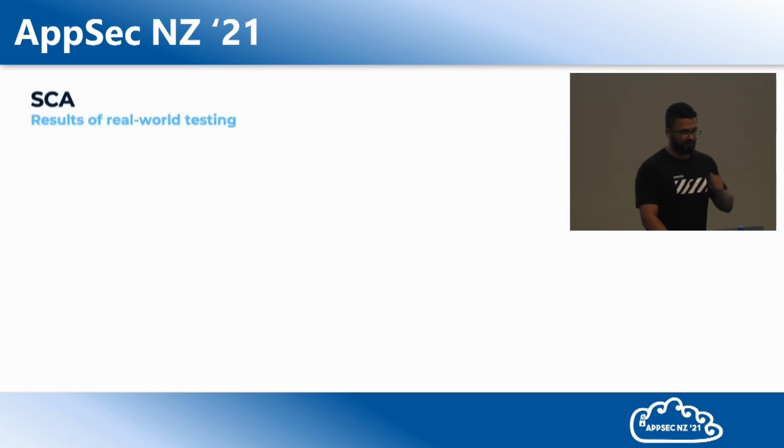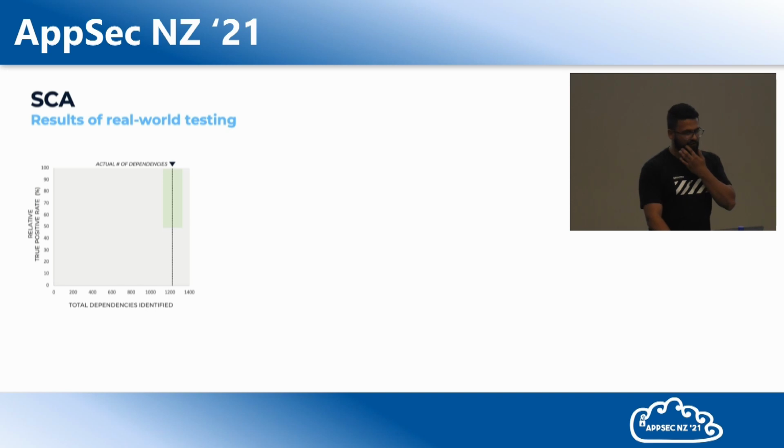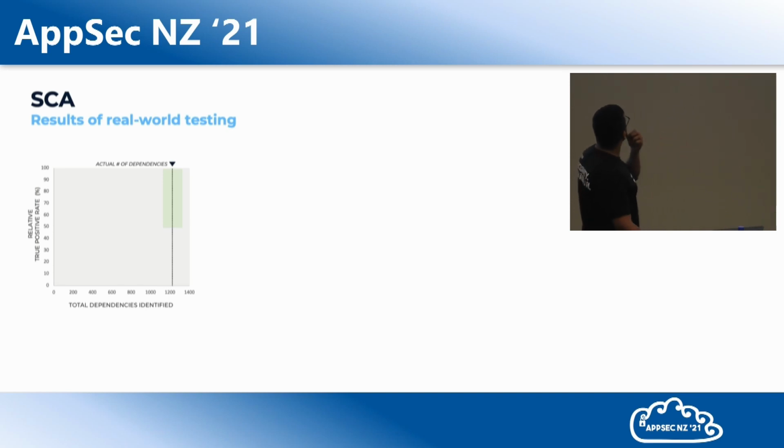All right, results of real-world testing. Our graph is slightly different on this one. So there's 2 things that we really care about when we look at SCA. Number 1 is how many dependencies it identified. So how sort of correct is the bill of materials that it's making. We've got this line here, which is the actual number of dependencies. SCA tools aren't really trying to get it 100%. They're working on risk, and generally good enough is okay for that.